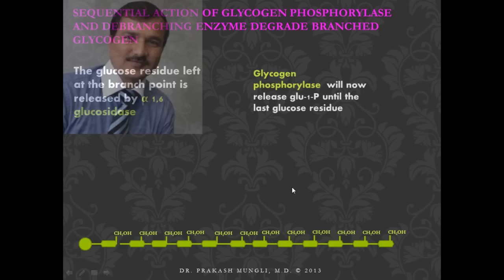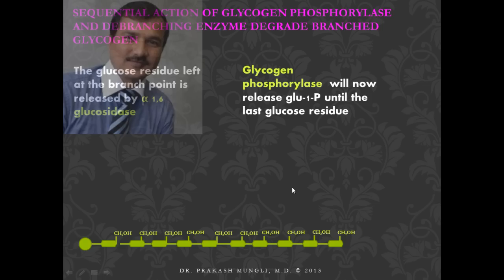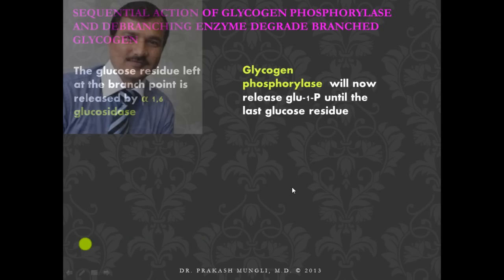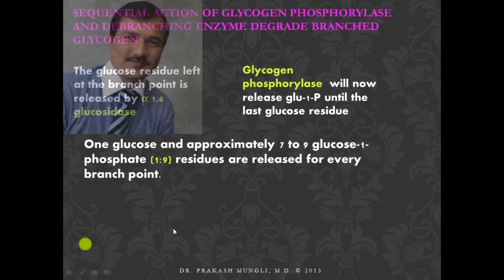Now the glycogen phosphorylase will come and remove individual glucose residues and release them as glucose 1-phosphate. So this is the complete degradation of glycogen, and now you are left with only glycogenin. So this is what happens. Approximately 1 glucose residue will be released for every 7 to 9 glucose 1-phosphate released. So you can take it as 1:9 residues released for every branch point after glycogen degradation.